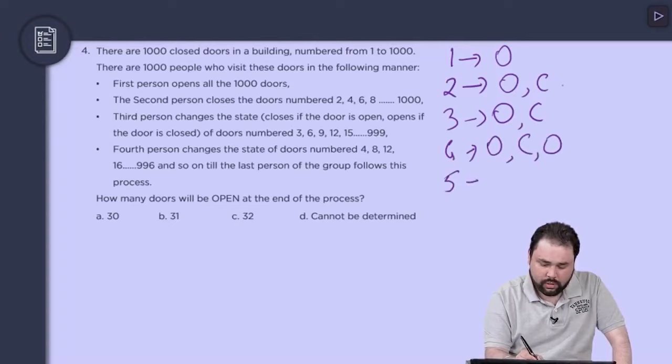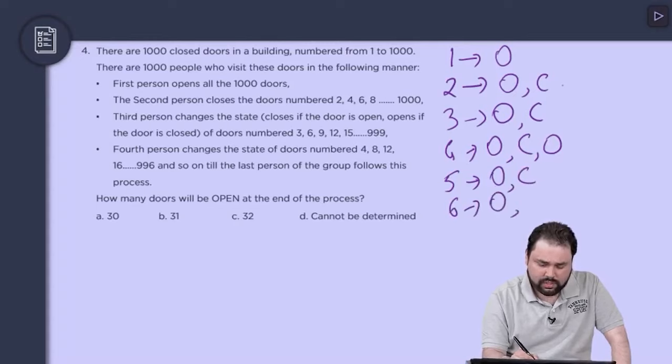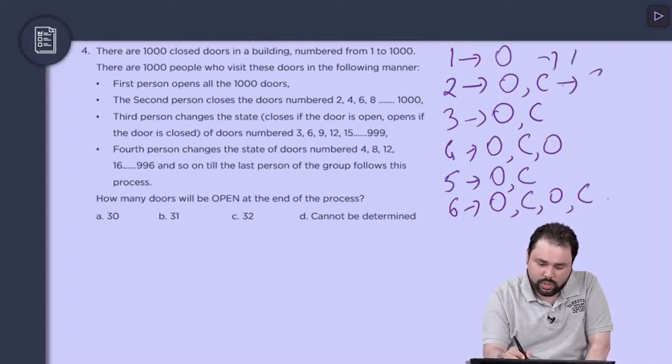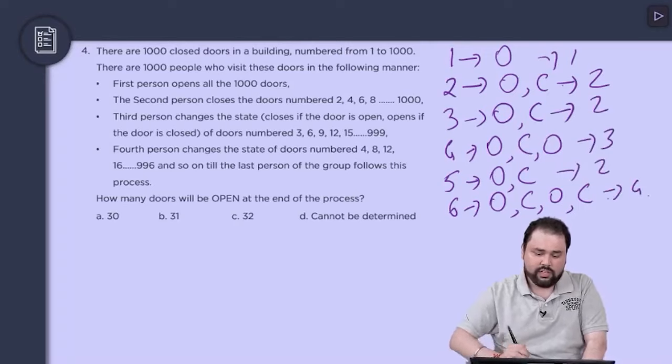Door 5, what happens? First person opens. Fifth person closes. Door 6, what happens? First person opens. Second person will come here and close. Third person will come and open. Sixth person will come and close. What is basically happening is the number of iterations is equal to the number of factors. 1 has 1 factor, so 1 iteration. 2 has 2 factors, 2 iterations. 3 has 2 factors, 2 iterations. 4 has 3 factors, so 3 iterations. 5 has 2 factors, 2 iterations. 6 has 4 factors, 4 iterations.